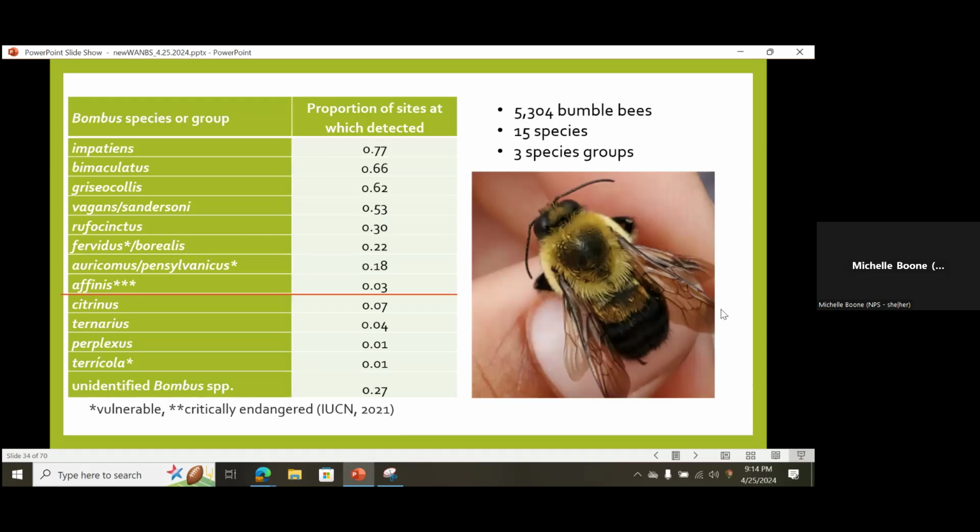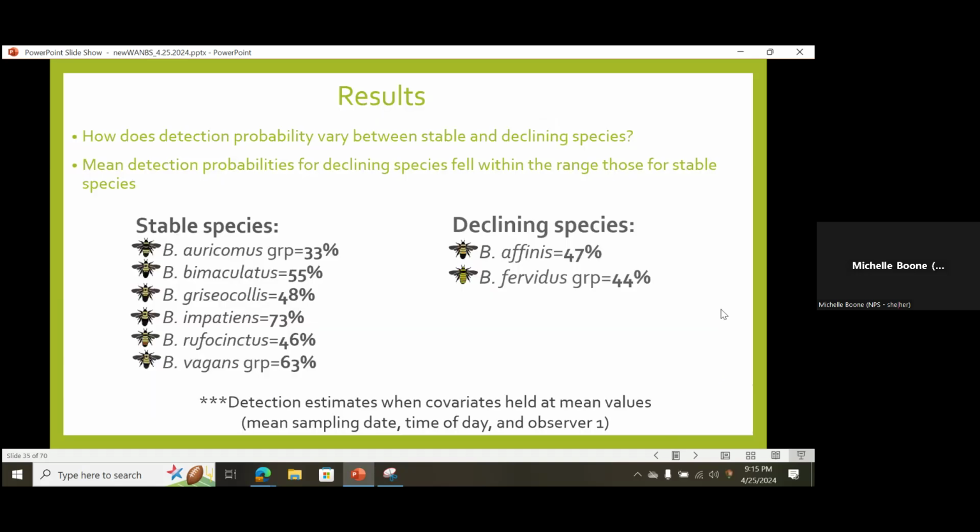So we went out, we did our surveys. We found just over 5,000 bumblebees from 15 species. From the photographs, we did struggle to separate some species, so there's a couple that are species groups where we just lump 2 species together. And everything above that red line is what was analyzed in our models. So that's what the results are that I'll show.